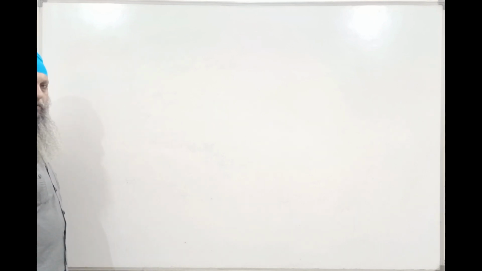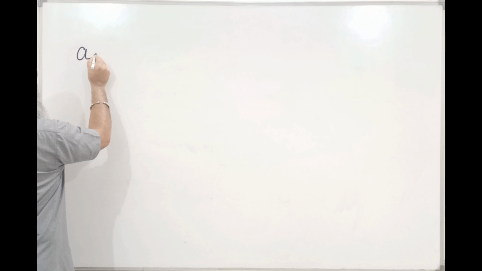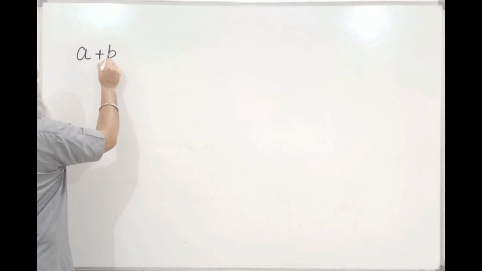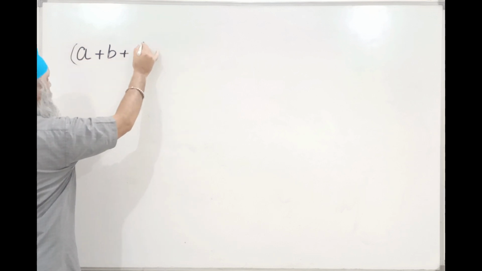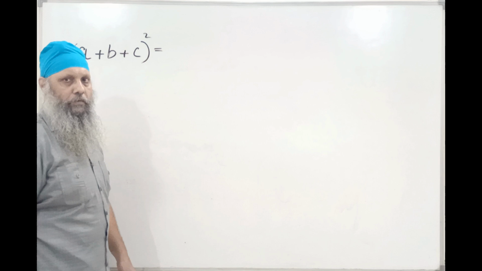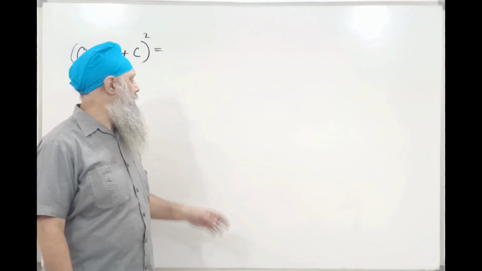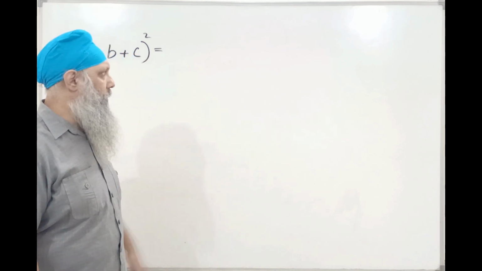So students, we are going to discuss the formula (A + B + C) whole square. So what is the result for this? Let's see geometrically.